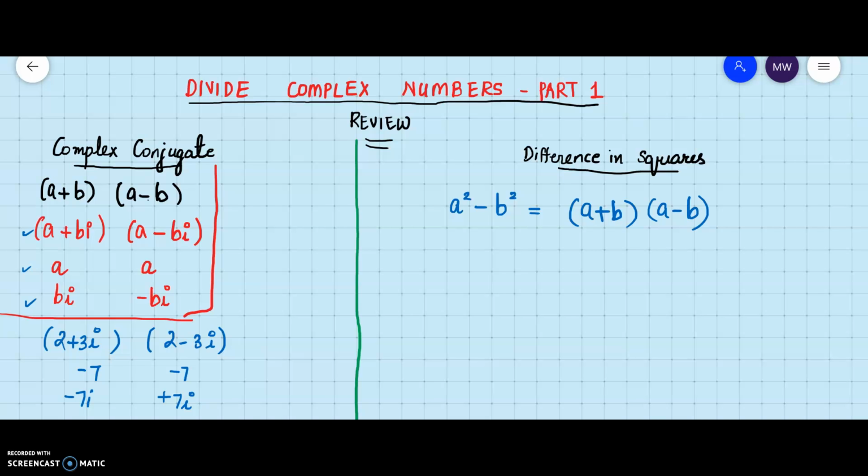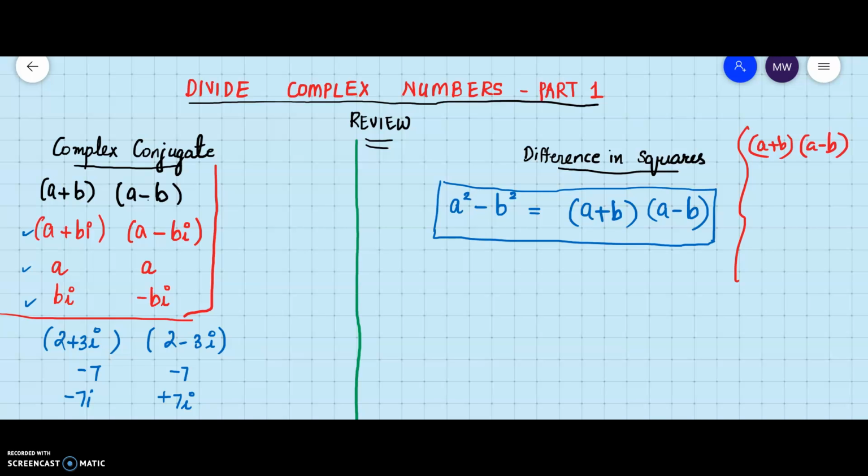Where does this rule actually come from? It's very simple. You just have to distribute and multiply. I'll show you right here on the side. If you have a plus b times a minus b, how do we normally multiply? We distribute and combine terms. So a times a is a squared, a times negative b is negative ab, b times a is ba, and b times negative b is minus b squared.